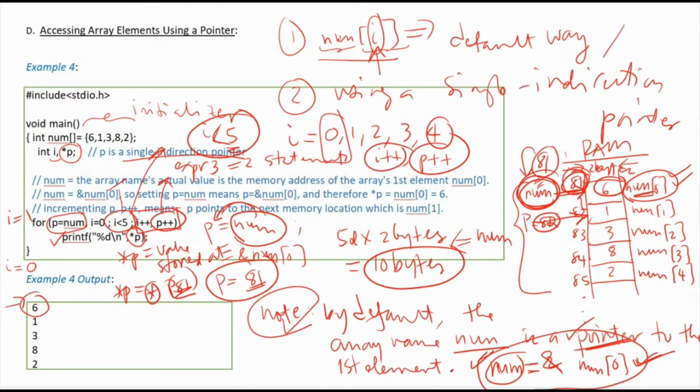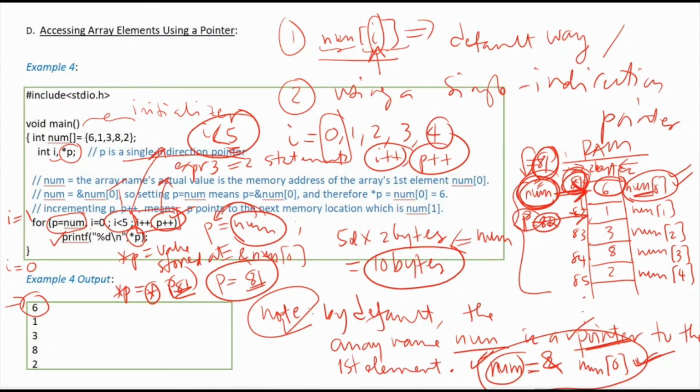Num remains pointing to num0, and so the value of num, for the whole duration of the program, is 81 because we did not change it. What we change is only P, not num. So num stays pointing to the first location num0, while P, every iteration, take note, you increment it. Therefore, you are moving P from the first location, which is num0. On the next iteration, it points to num1. And then on the next iteration, it points to num2. And then on the next, it points to num3, and so on. So that's how we access the 1D array elements using this pointer P.